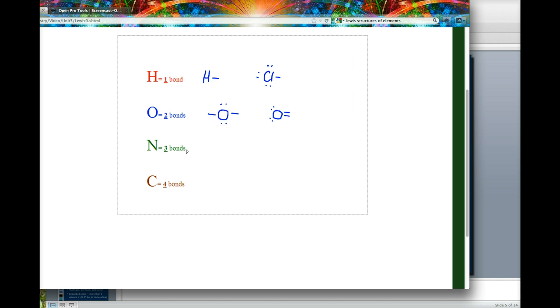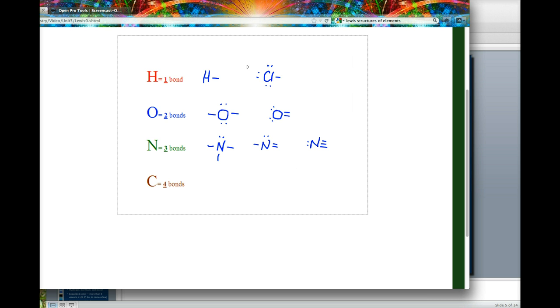Nitrogen, in the nitrogen family, tending to form 3 bonds, can do that 3 different ways. Nitrogen could form 3 single bonds, which would require 1 unshared pair. Nitrogen can form a double bond and a single bond for 3 bonds total and an unshared pair. Or nitrogen can form, as it does in hydrogen cyanide, a triple bond and 1 unshared pair. Notice there are some generalities here.